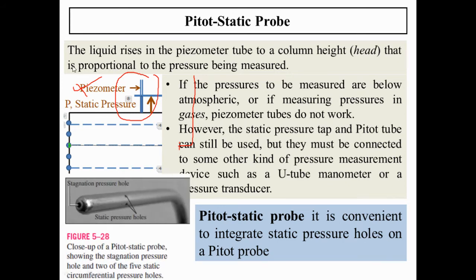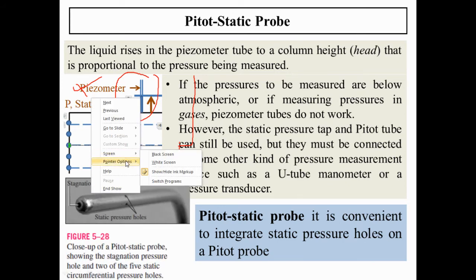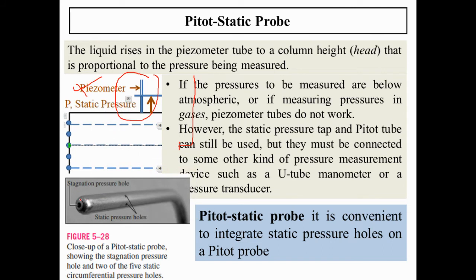An example is shown here, where you have a stagnation pressure measurement from the big hole, and sidewise there are about 5 holes around the circumference, 2 of which are shown here. Those give us the static pressure. The Pitot-Static Probe is convenient for integrating static pressure holes because while we measure the stagnation pressure, nearby we are measuring the static pressure.